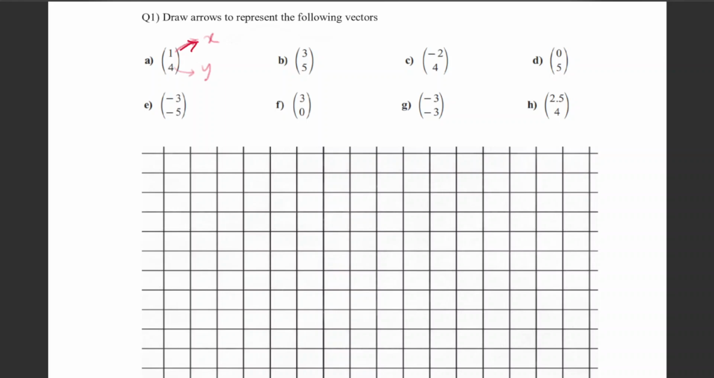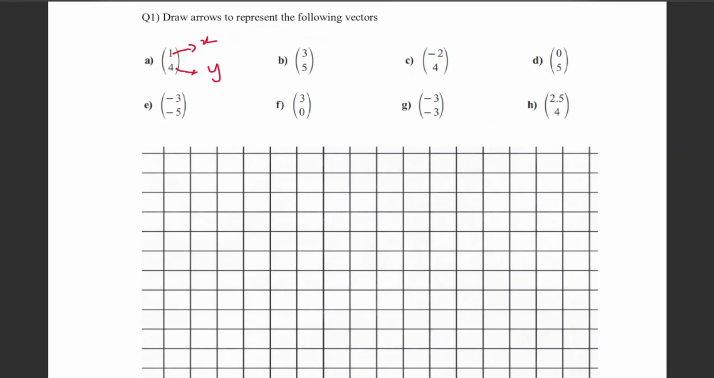As I told you, this represents x and this represents y. So x means how many units it is going right side or left side along the x-axis, and y means how many units it is going up or down. So it has positive 1 and positive 4. It means that along the x-axis it is going right side.